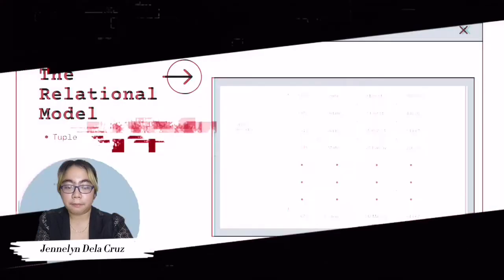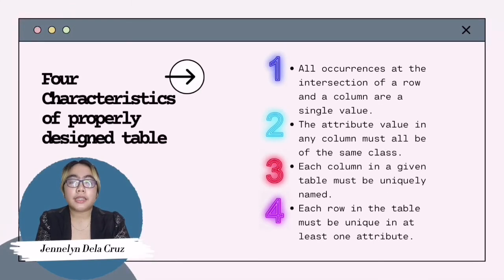A properly designed table consists of 4 characteristics, which are: first, all occurrences at the intersection of a row and a column are a single value, meaning that no multiple values or repeating groups are allowed. Second, the attribute value in any column must all be of the same class. Third, each column in a given table must be uniquely named. However, different tables may contain columns with the same name. Fourth, each row in the table must be unique in at least one attribute. This attribute is the primary key.